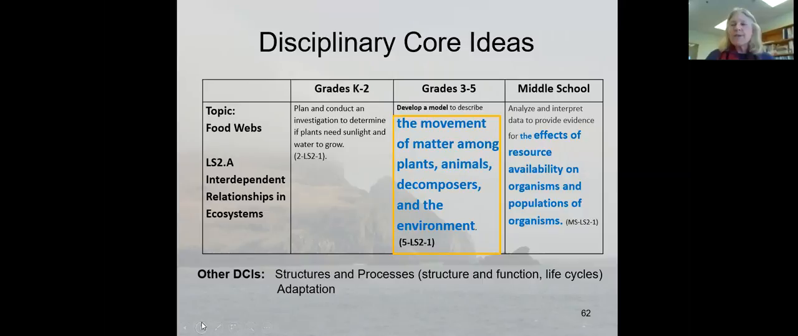That now is actually over in middle school. That might be a little advanced for grades 3-5, and might be covered better in middle school.